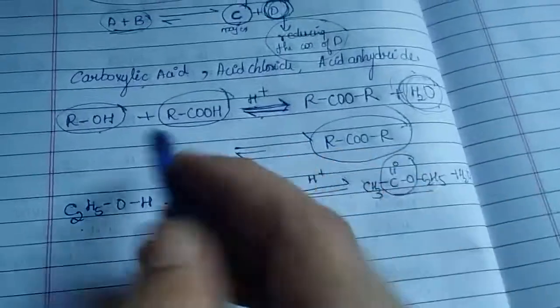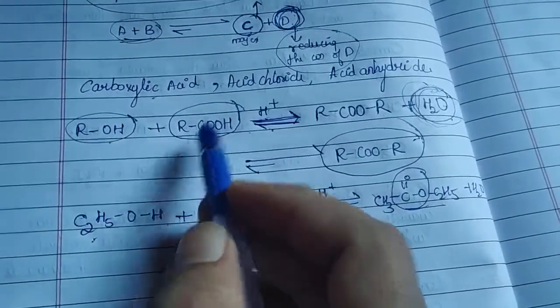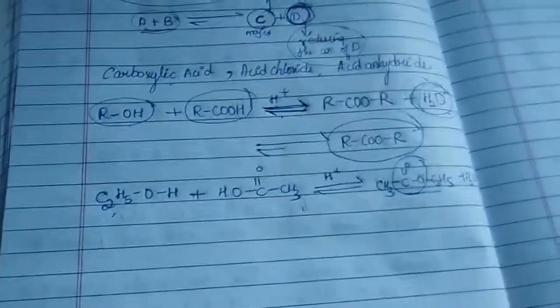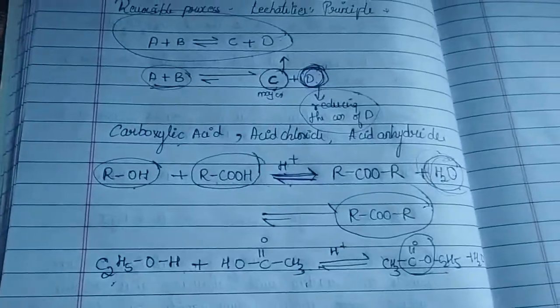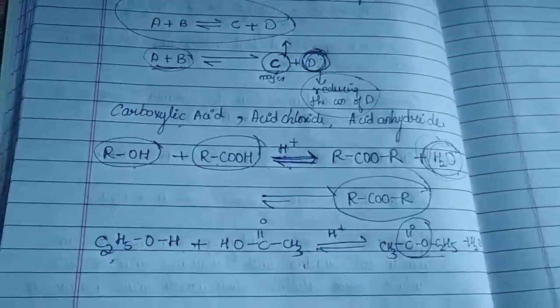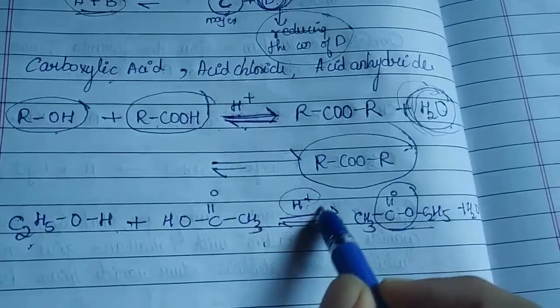Here, for the alcohol I have written C2H5, and for the carboxylic acid I have added CH3. Why I have written it in this way might be a little confusing, because remember this is a reaction which comes under the cleavage of the OH bond. I just want to show that.